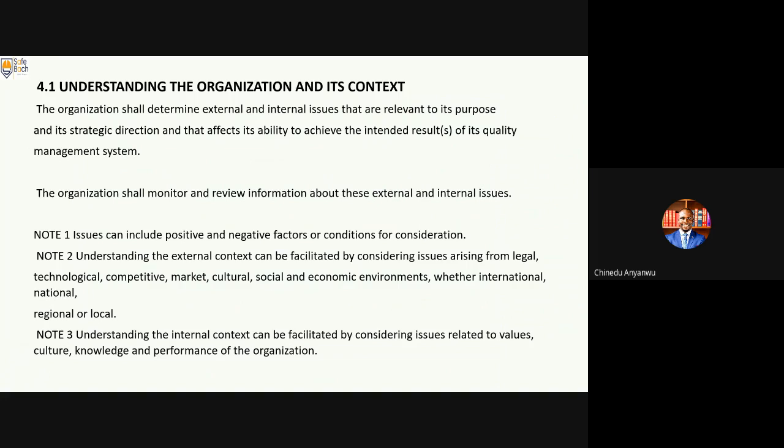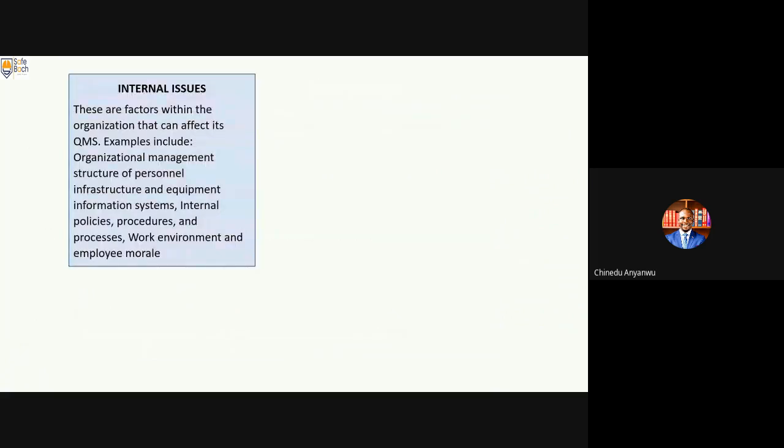While internal issues, the management system says, are issues that relate to values, culture, performance of the organization, and of course, resources within the organization's control. Now, with this understanding of clause 4.1, I want us to dive into understanding how organizations can meet these requirements of ISO 9001 2015 clause 4.1.